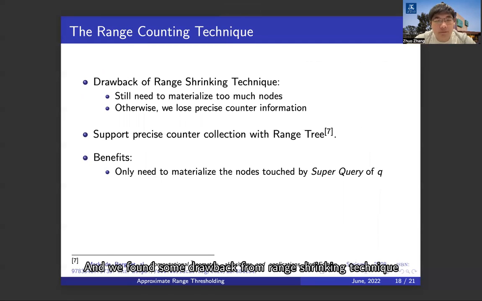And we found some drawback from the range shrinking technique. That is, we still need to materialize each of the original subranges of the original query. Otherwise, we will lose the precise counter information. So the range counting technique adopts the range tree to support precise counter collection. The benefit of doing so is that now we only need to materialize the nodes touched by the super query of the original query, which will reduce the space consumption in practice.